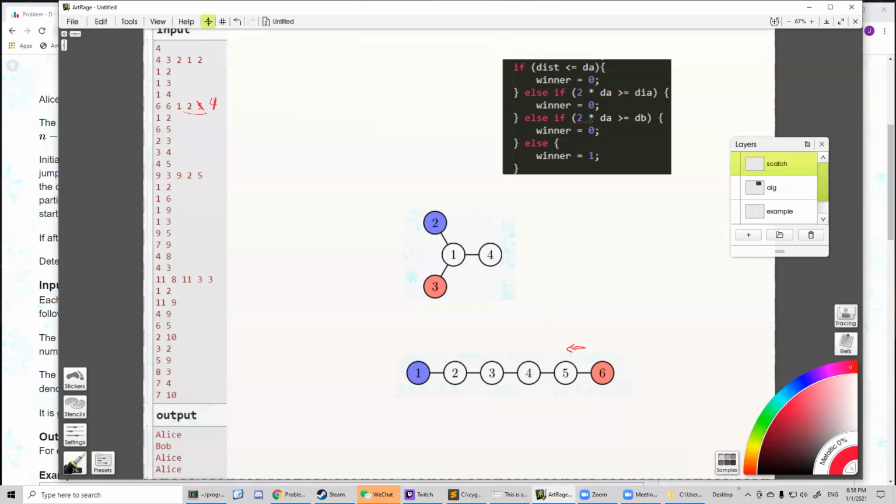And because this condition holds, let's say Alice moves here. Even though Alice can only move 2 steps, Bob cannot skip Alice and move to another direction, right? For example, Bob cannot move from here to here, right? Because 2 multiplied by dA is bigger than dB, right? So Alice can always move toward Bob.